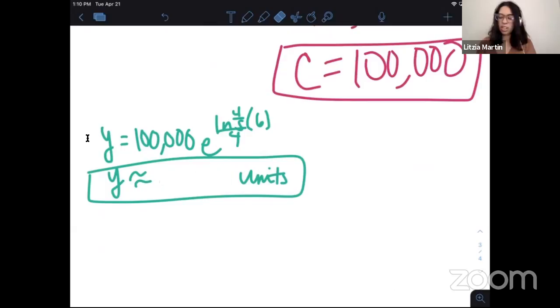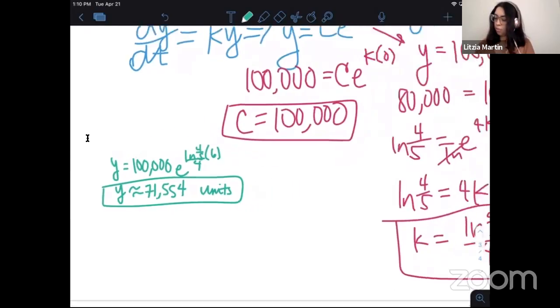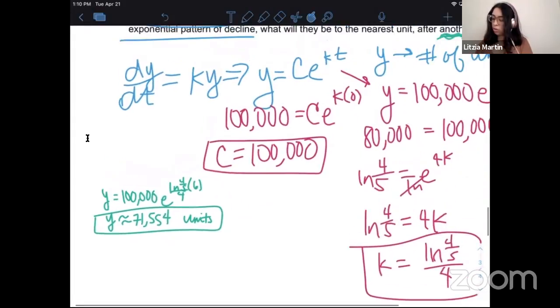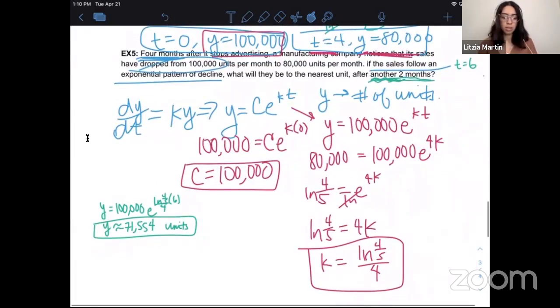I was just about to check and see, sometimes you got to see, does your answer make sense, right? 71,554 units. And so we started with 100,000 units per month. After 4 months, it went down to 80,000 units. And then after another 2 months, it went down to 71,554 units. That makes sense, right?